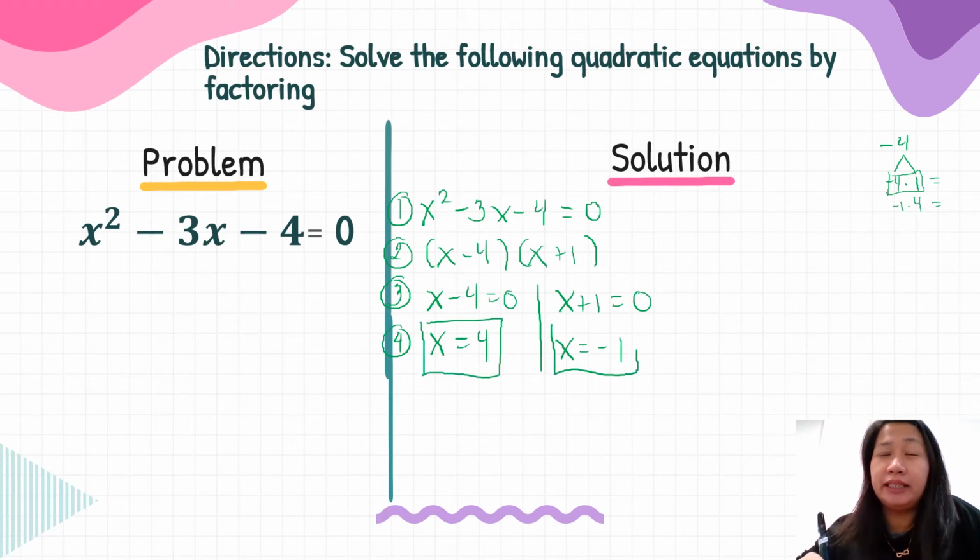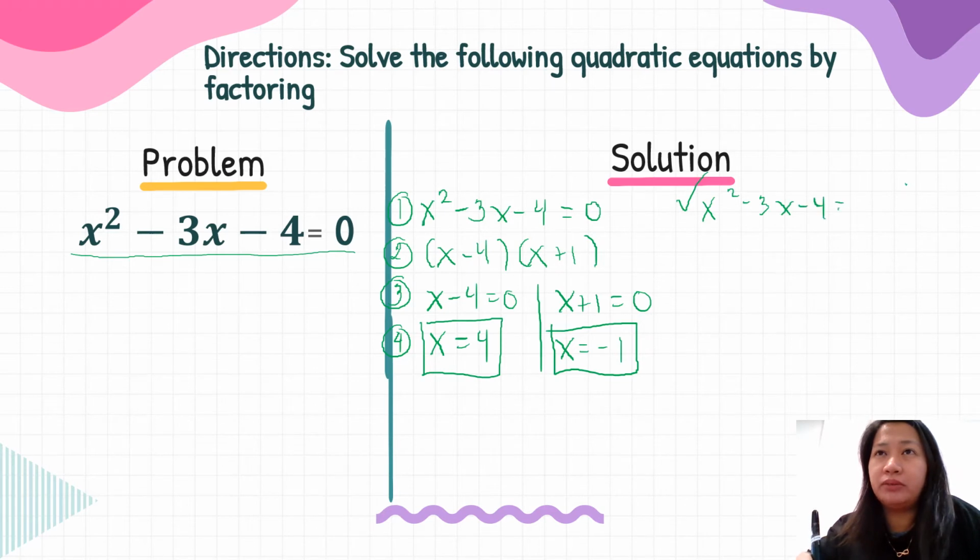Okay, and that is the value of your x: 4 and negative 1. But still, we are not yet done because sabi, meron daw step number 5 and that is checking. So, let's check. Checking tayo. Unahin po muna natin yung 4. In checking po, we use the original equation. So, that's x squared minus 3x minus 4 equals 0. Papalitan ko lang si x ng 4 ha.